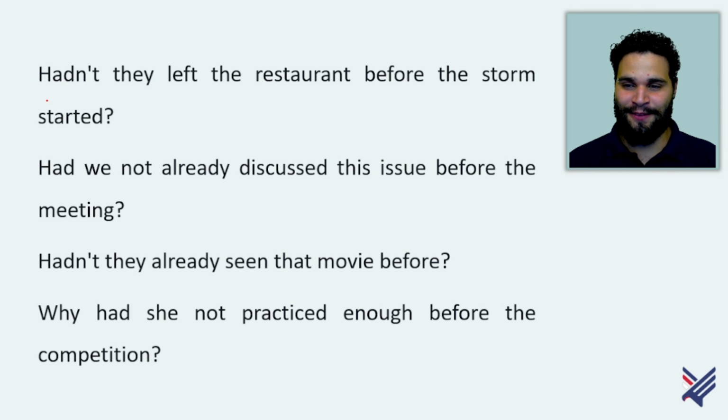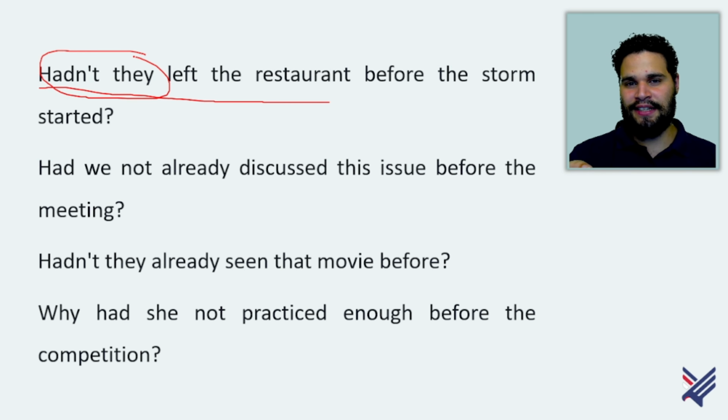Look at this first situation. Hadn't they left the restaurant before the storm started? So here we have a question, and as you know, we place had before the person, and we want to make it become negative. We just need to put had in the negative form, which means that we can contract had and not, and it becomes hadn't, as we were asking questions in the present perfect tense using haven't or hasn't in the beginning of the question. Hadn't is used in the beginning of the question using the past perfect tense.